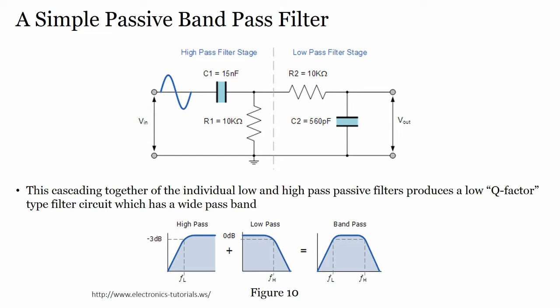So, if this is the case, and if I want to design a passive band pass filter, then what can I do? I have a high pass filter stage, I have a low pass filter stage, and if I integrate the high pass stage with the low pass stage, I will get a passive band pass filter, right.